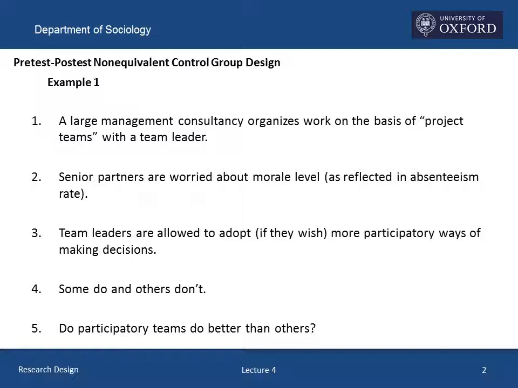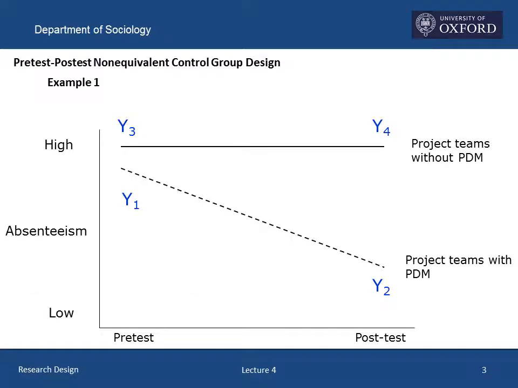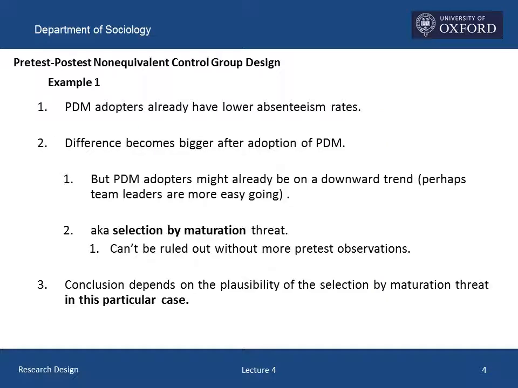The partners, after implementing this program, decide to evaluate whether it's worked. Here is what they find. In those teams that adopted participatory decision-making, absenteeism has decreased, and in those that did not, it's remained at the same level. Is this plausible evidence for an effect of participatory decision-making? The answer is, it depends.